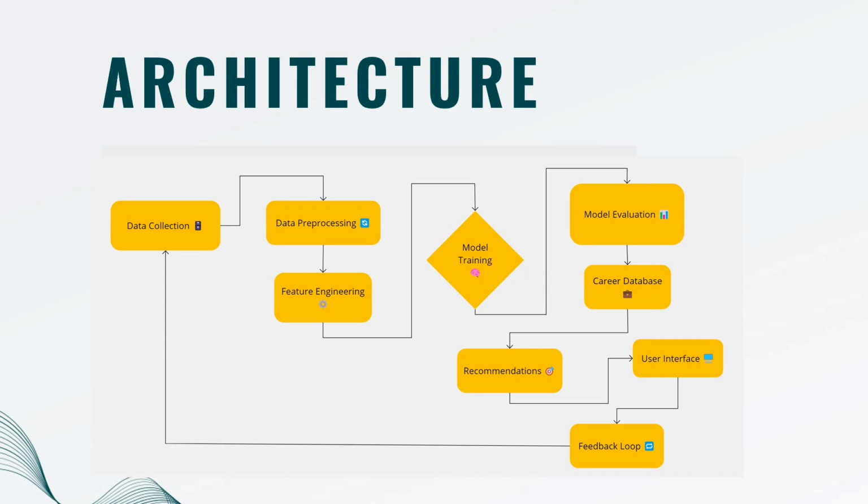Based on the user profile, it will train the data. After training, it will store the data. It will give the accuracy and loss ratio, everything as a graph. Then it will store it as a career database. Then we have to go for the user interface. In the user interface, we have to design a web application.